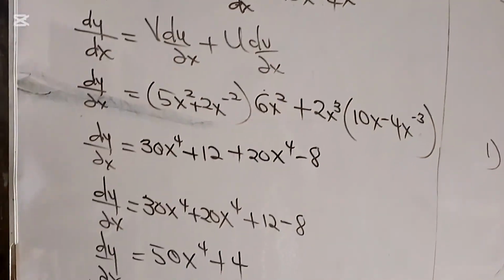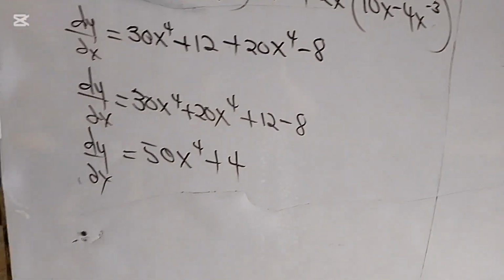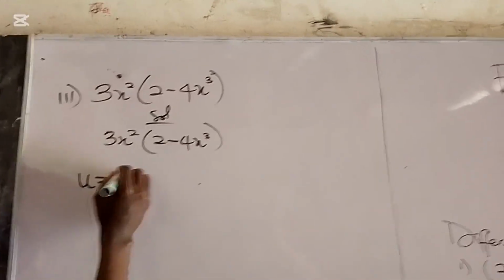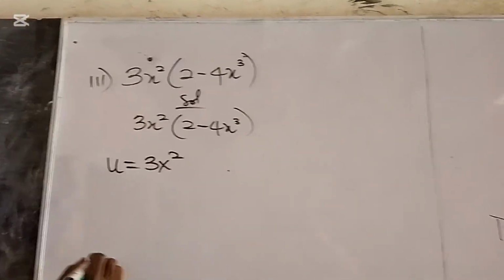Let's quickly move to the third question. Third question is now 3x squared.